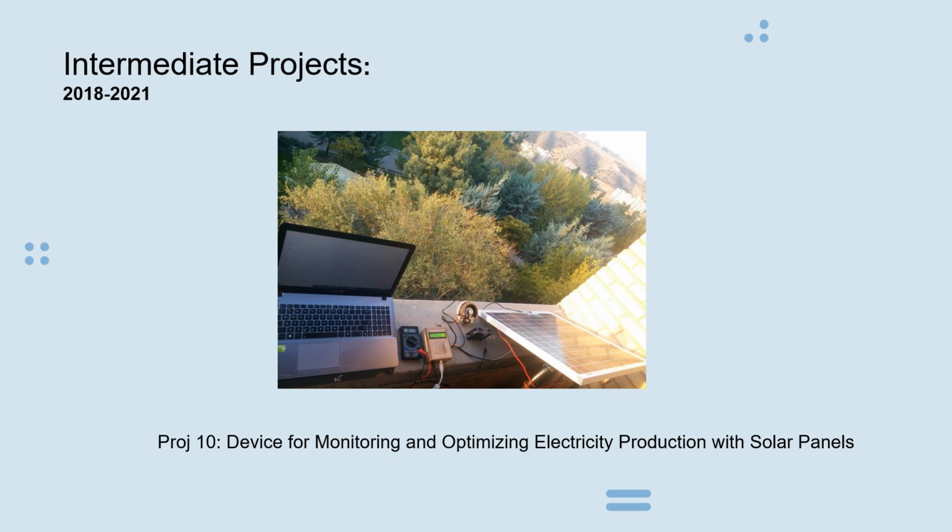Okay, this device is for monitoring and optimizing electricity production with a solar panel. I developed this device with an Arduino board. The Arduino board senses the current and voltage of the solar panel, and sets the angle of the solar panel to optimize the electricity production.